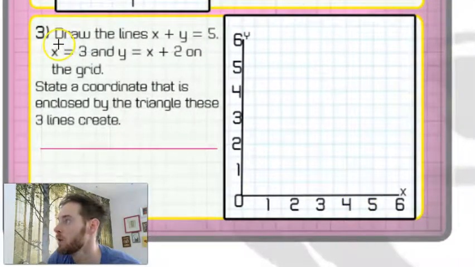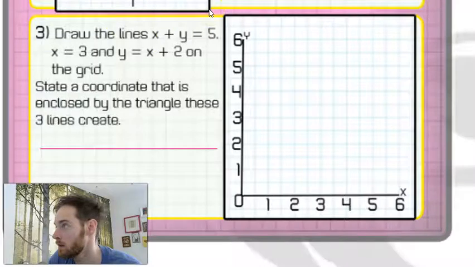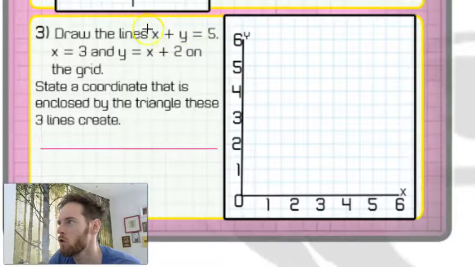So draw the lines x plus y equals 5 and x equals 3 and y equals x plus 2 on the grid. So we've got 3 different lines to draw. Now this one's a slightly different form, isn't it? x plus y equals 5.